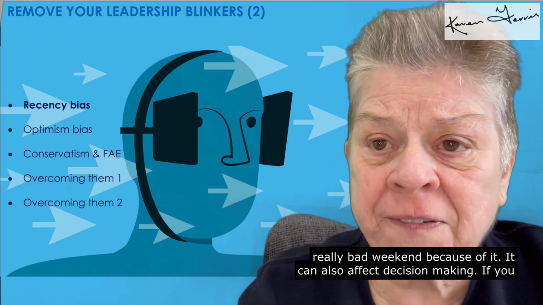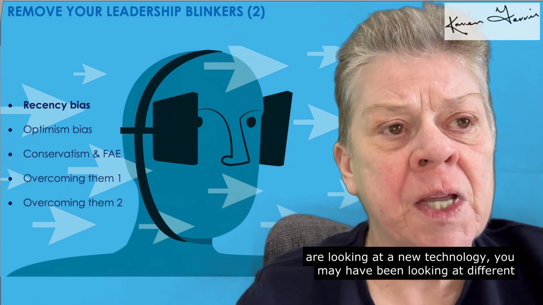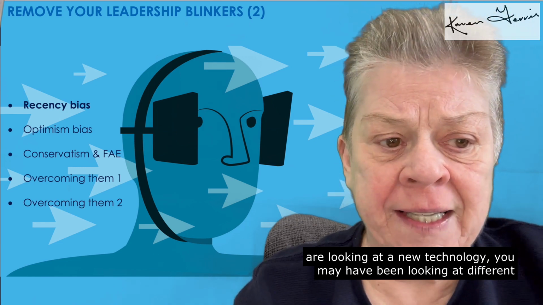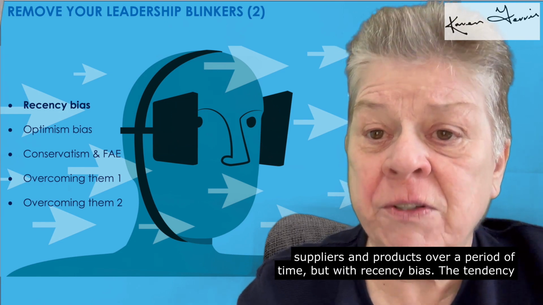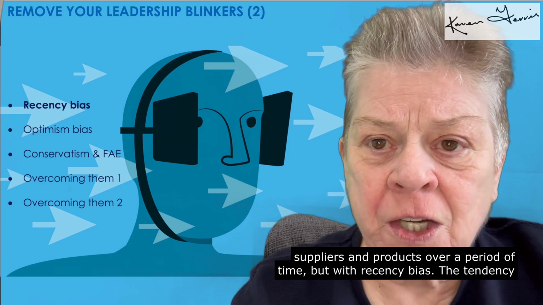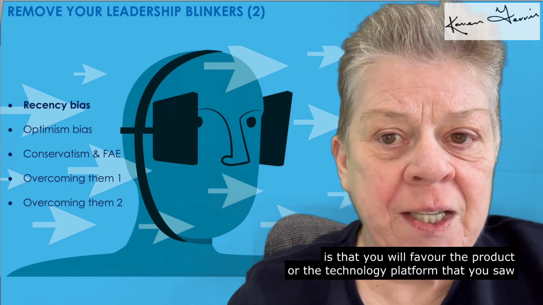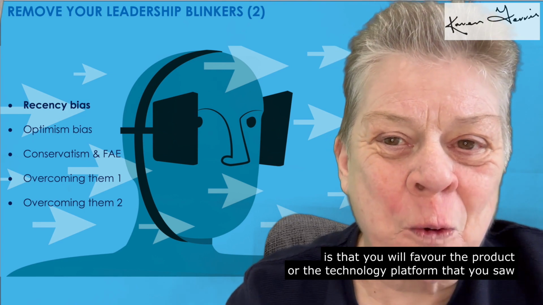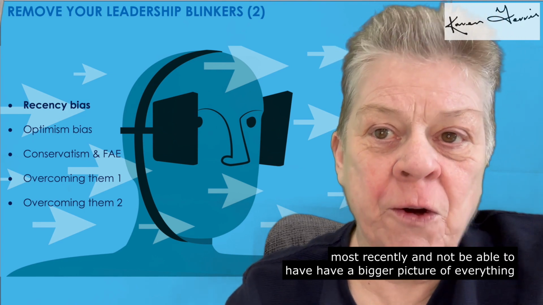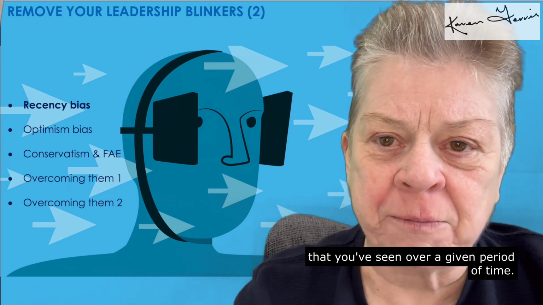It can also affect decision making. If you are looking at a new technology, you may have been looking at different suppliers and products over a period of time. But with recency bias, the tendency is that you will favour the product or the technology platform that you saw most recently and not be able to have a bigger picture of everything that you've seen over a given period of time.